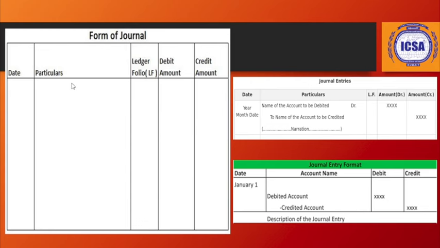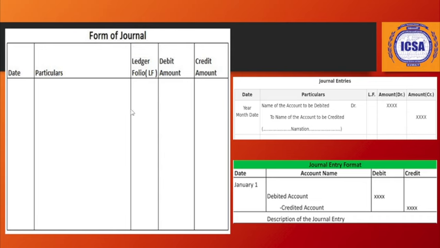So here we can see its form of journal, and the same basic particulars are there as we have found in other formats. There is date, then there is particulars or details column, then there is a folio column to give a reference of the ledger, then there will be two amount columns, debit and credit. So this is the format of journal.